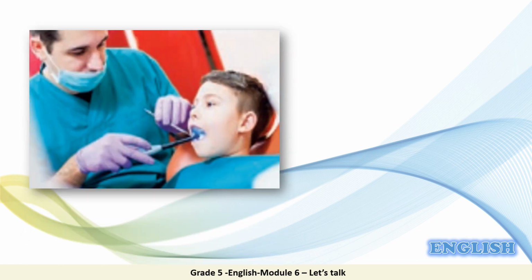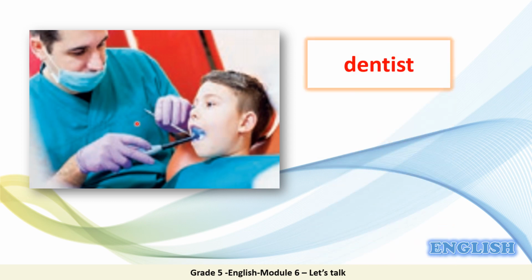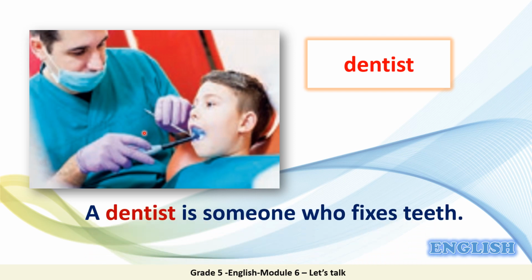Look at this picture. What can you see here? Here is a man and a boy. And what is the man doing? Yes, great. He is fixing the boy's teeth. What do we call this man's job? Yes, he's a dentist. A dentist is someone who fixes teeth. Remember, dentist is a noun.